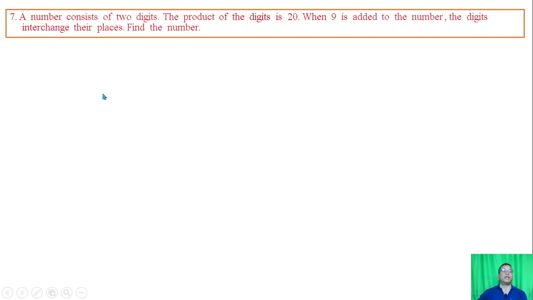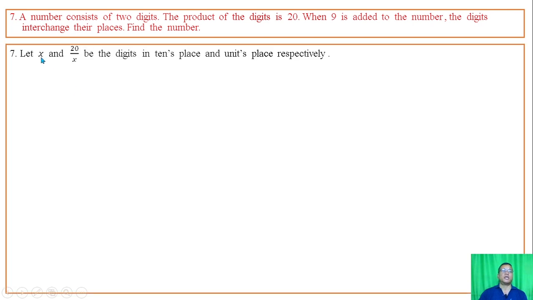Question number 7. A number consists of 2 digits. The product of the digits is 20. When 9 is added to the number, the digits interchange their places. Find the number. We have a 2 digit number, with units place and tens place. Let x and 20 minus x be the digits in the tens place and units place respectively.